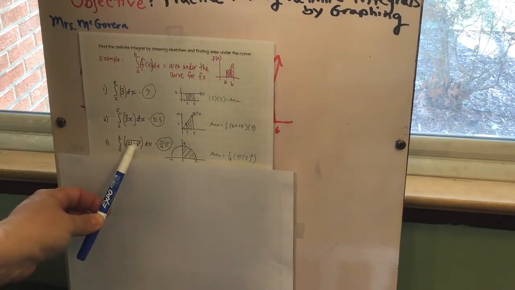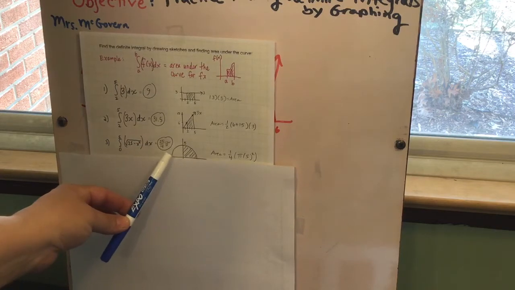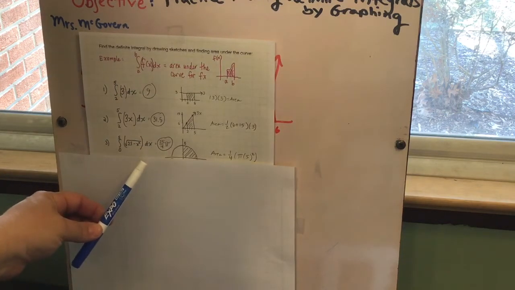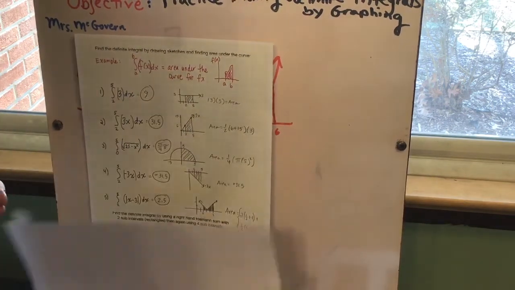The third one I hope you remembered was the picture of a half circle. So once you got the half circle, you're noticing from 0 to 5, you're really only finding 1/4 of a full circle. So that formula, 25/4 pi, is an exact answer. You could always round by plugging in 3.14.